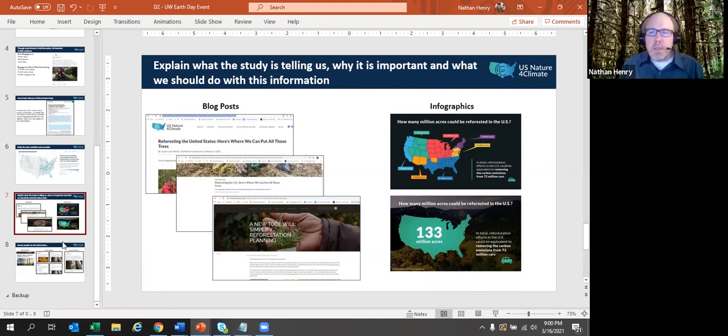We also put together some infographics, which took some key morsels of information from the study and put them in a format that we could easily share on social media, which, again, we put on our Twitter feeds. Our partners did the same, and it drew more attention to the study than we would have gotten otherwise.